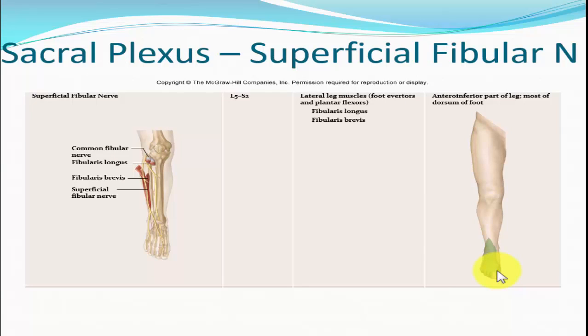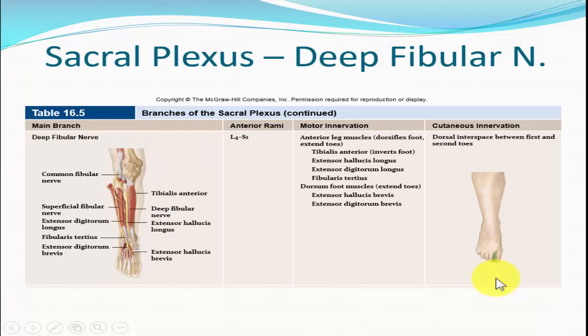The superficial fibular nerve is going to be your fibularis longus and fibularis brevis, or your lateral leg compartment, and it's going to have a skin innervation on the top of your foot minus that area from the deep fibular nerve, so everything but that area.